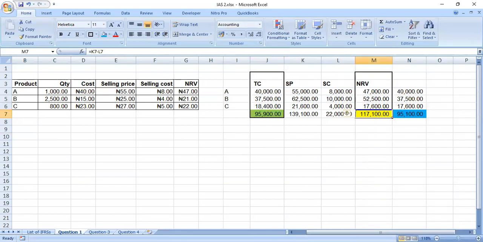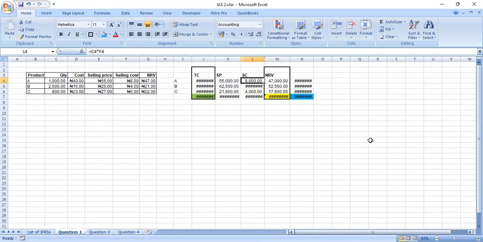If you look at the options that we have in the question, you will see that option D is the correct option. Option D is 95,100. All right, so this is a very straightforward and simple question.